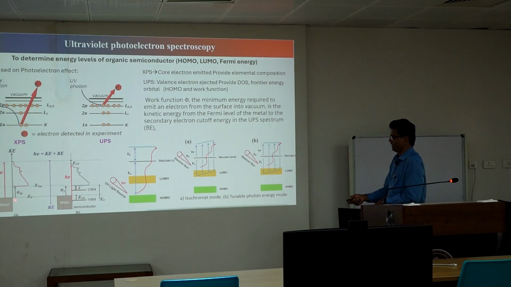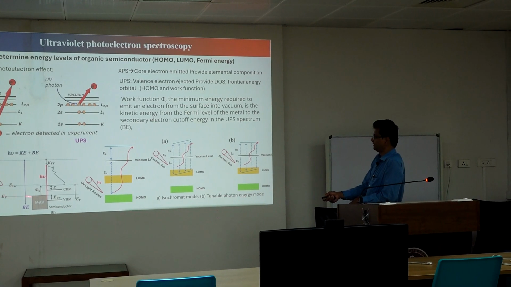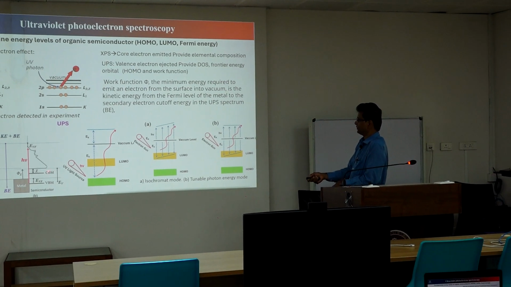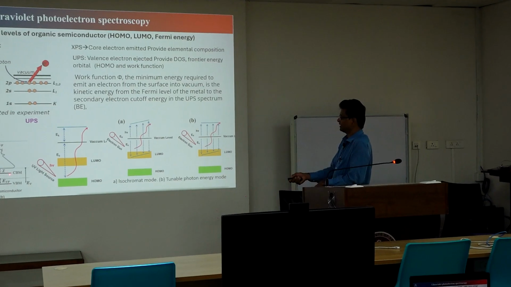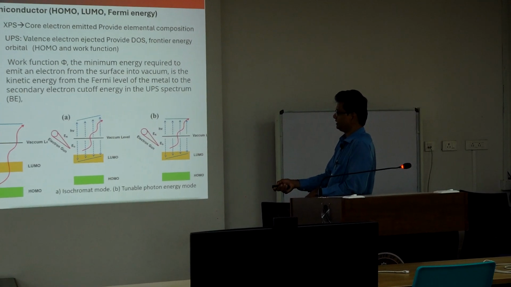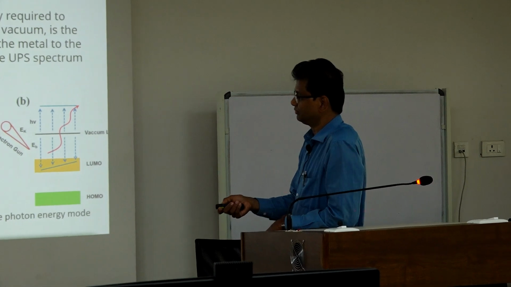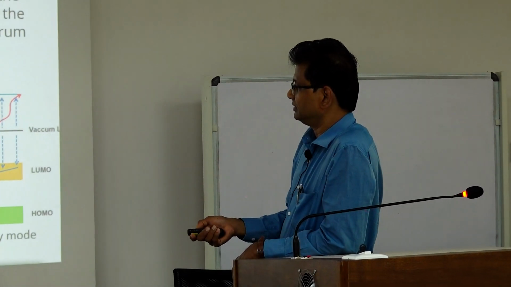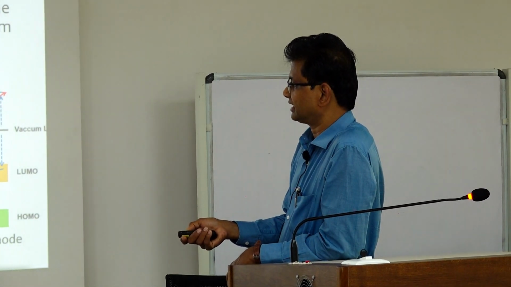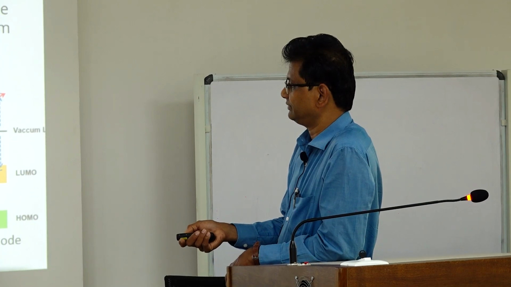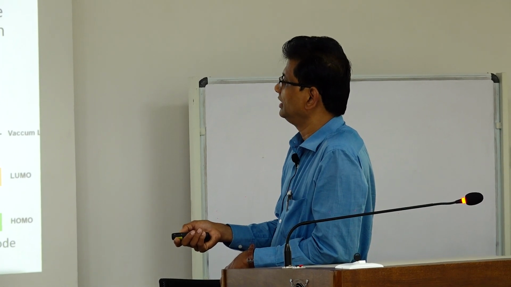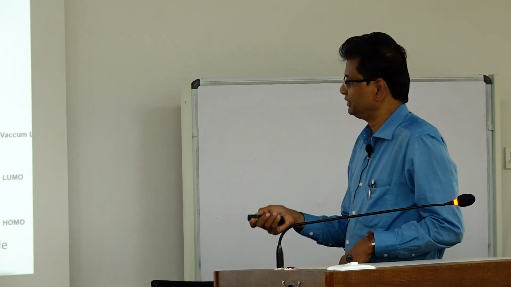Here, if you have a metal, this is the Fermi level. In a semiconductor, you have a valence band and conduction band here. So when you ionize the atom, the electron will come out. Normally if you see the spectrum of this, there is a cutoff energy that comes around from the Fermi level. So the simple spectrum is given here.